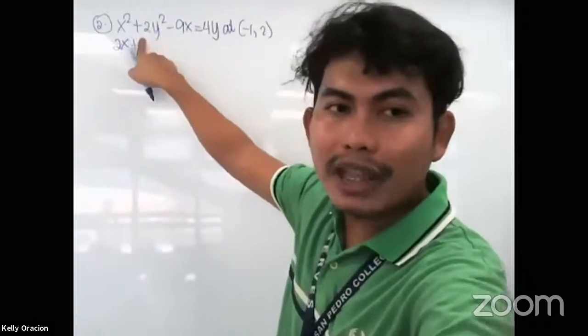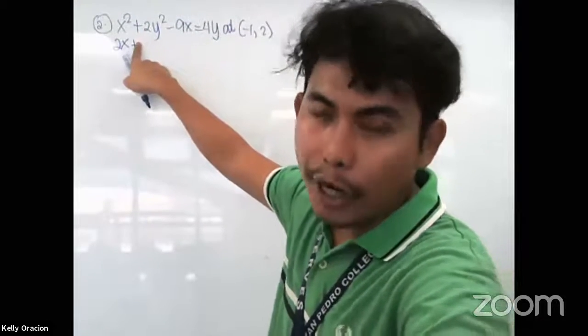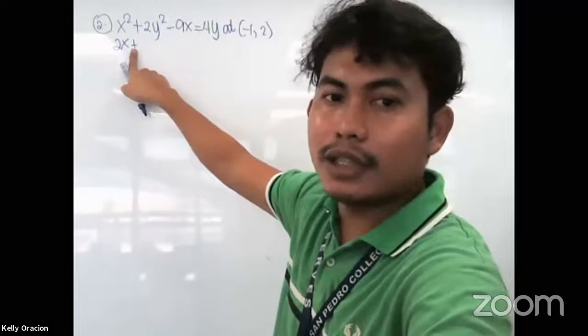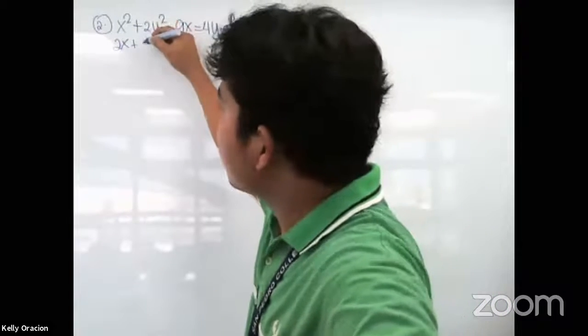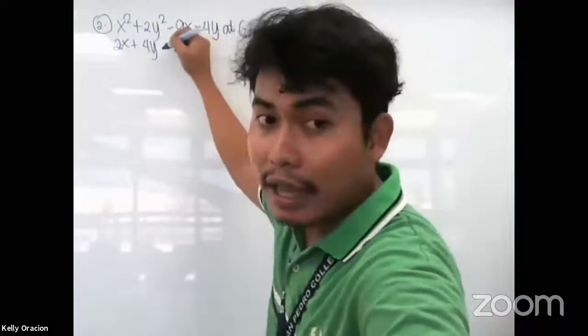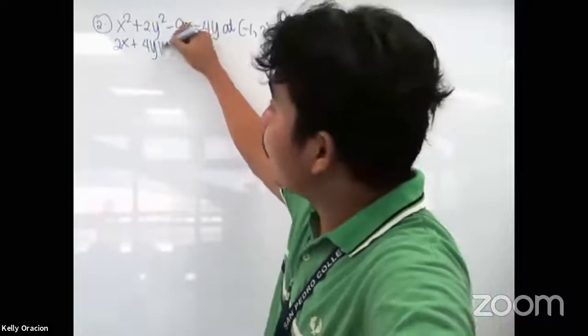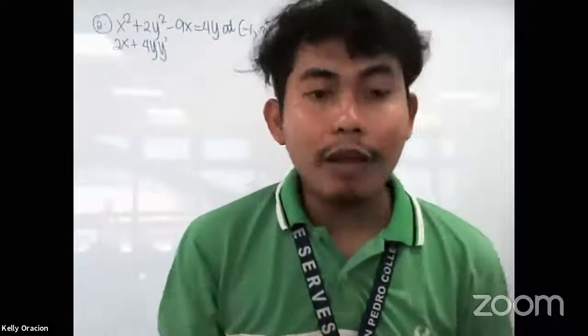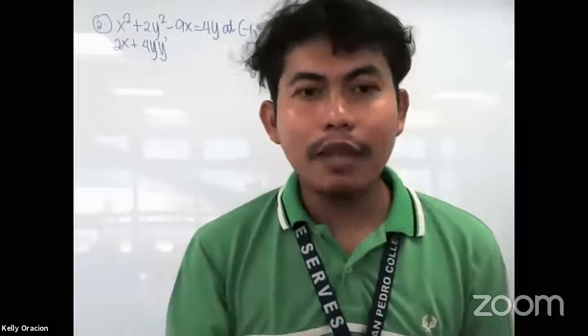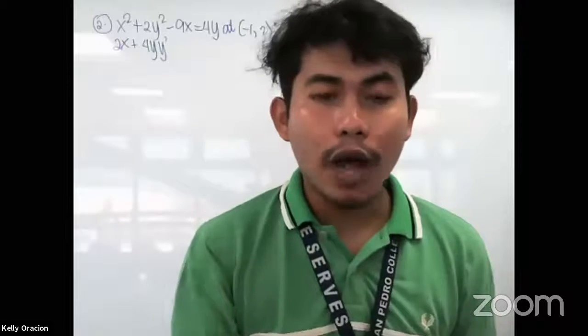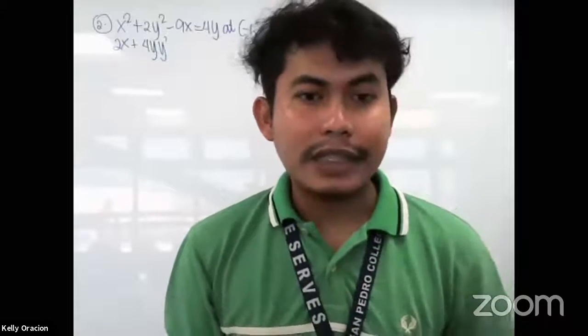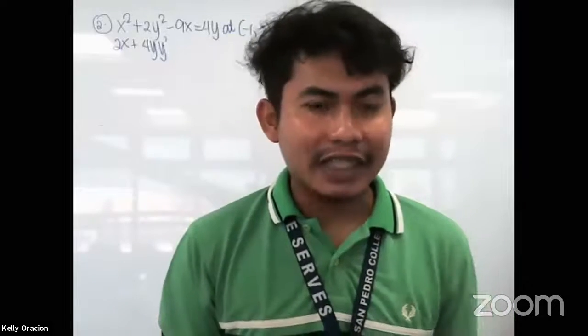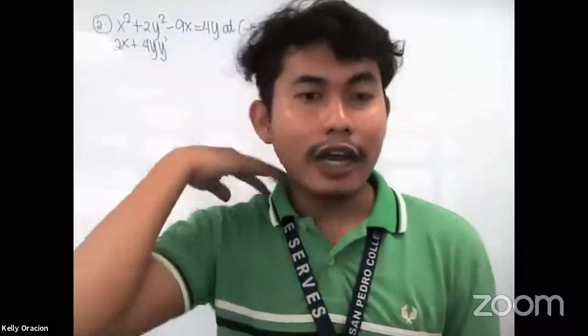Plus, what is the derivative of 2y squared? The answer is 4y. But you need to put y prime. Okay? Class, every time you get the derivative of a term na merong y, you need to put y prime always. Or in other references, they put dy over dx.